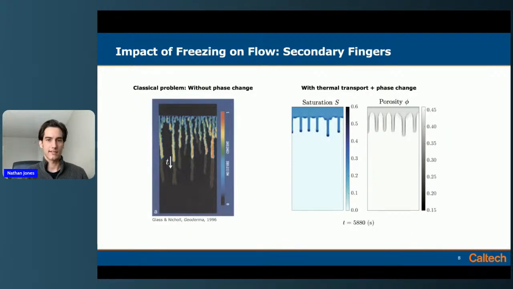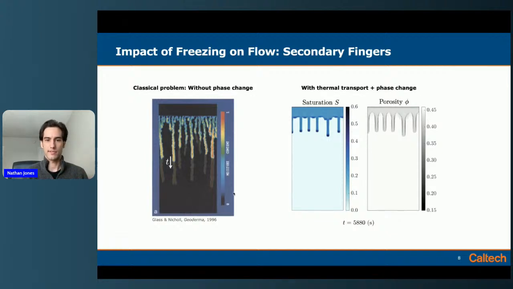The second thing that I want to point out about this gravity fingering problem, but in snow, is that in the classical literature, I hope this shows up well, these are classical experiments of water infiltration in dry glass beads. You can see that each of these fingers, this darker shade region, just keeps propagating downwards. There isn't the development of new fingers in between; whatever fingers exist are just going to keep propagating.